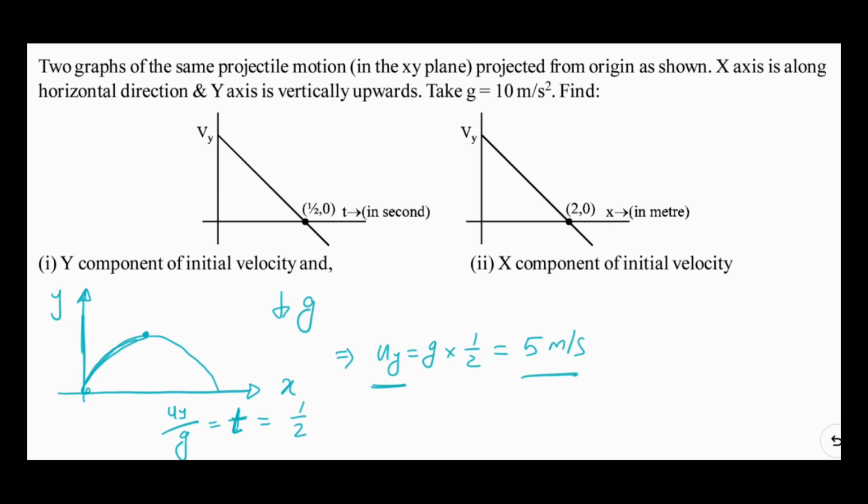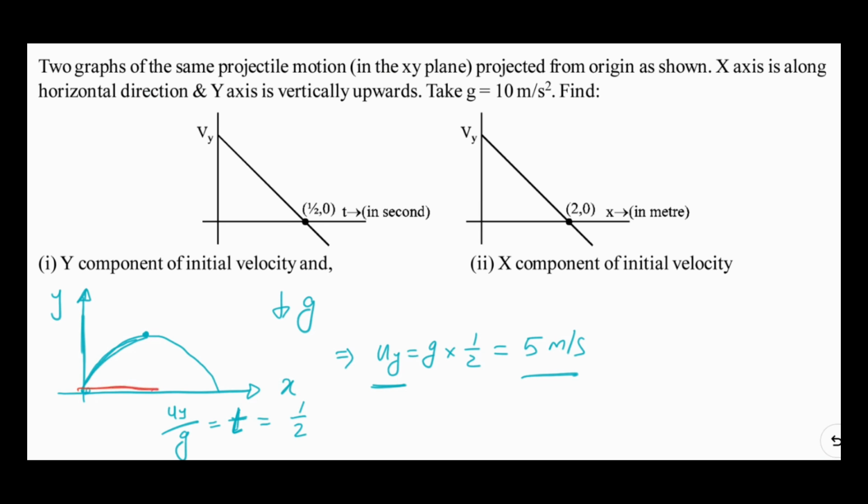Now, if we observe the second graph, it is for Vy versus x, and Vy is becoming 0 when the position of the particle is x equal to 2. So, definitely when the particle is at position 2 meters, the y component of velocity is 0, hence it is at the highest point of its trajectory. At this point the position x is 2.